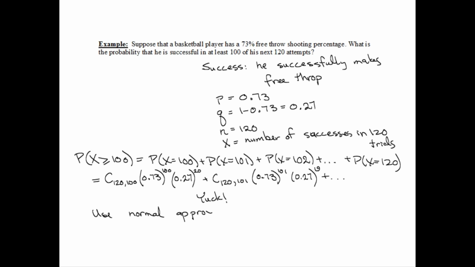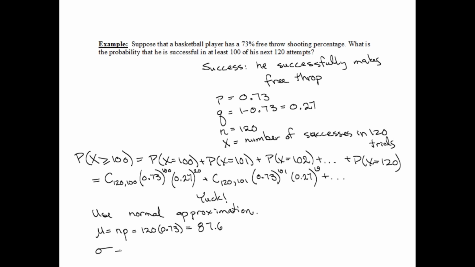To do this, we need to find the mean and the standard deviation. So our mean is np, so 120 times 0.73. This is also the expected value, or the number of free throws I would expect this basketball player to make successfully. So I would expect him to make 87.6 of them.